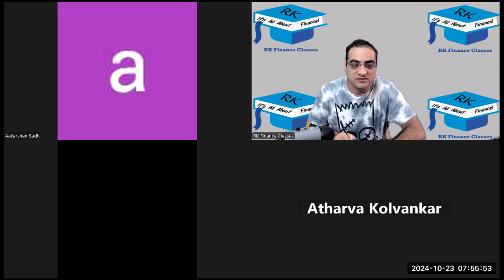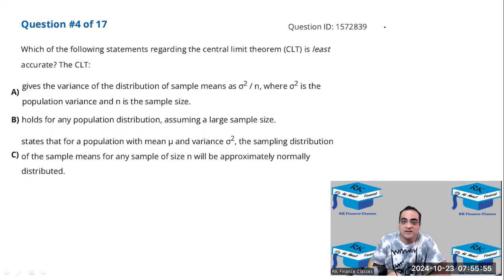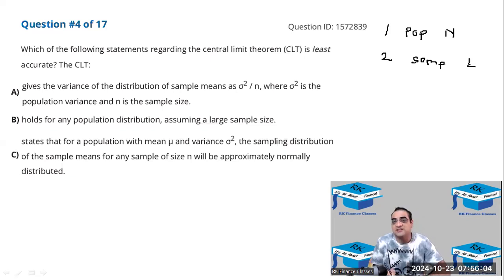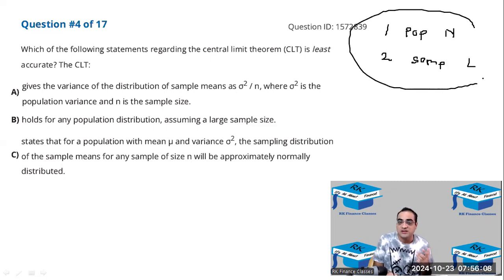So let me put it on the screen. The central limit theorem is applicable if one of the two conditions is satisfied: when the population is normal, or when the sample size is large. And these were the same conditions that we had seen in hypothesis testing. Hypothesis testing is valid when one of these two conditions is true. So be it the central limit theorem or hypothesis testing, one of these two conditions needs to be satisfied.